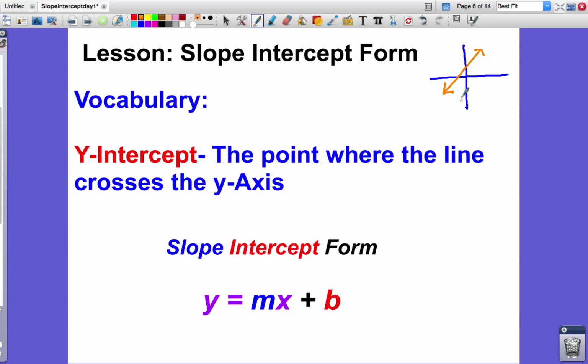So here's my y-axis right here. This is my y-intercept, wherever this line crosses this axis. Okay, and we'll see a couple more examples of that when we look at actual graphs in a little bit. But that is the y-intercept. Okay, and what we're going to talk about today is slope-intercept form.